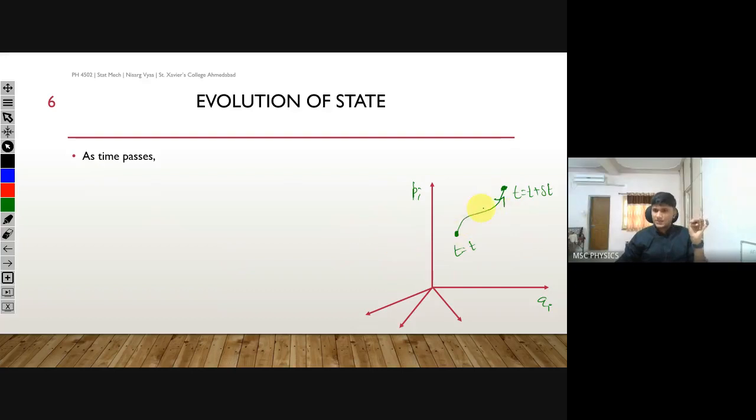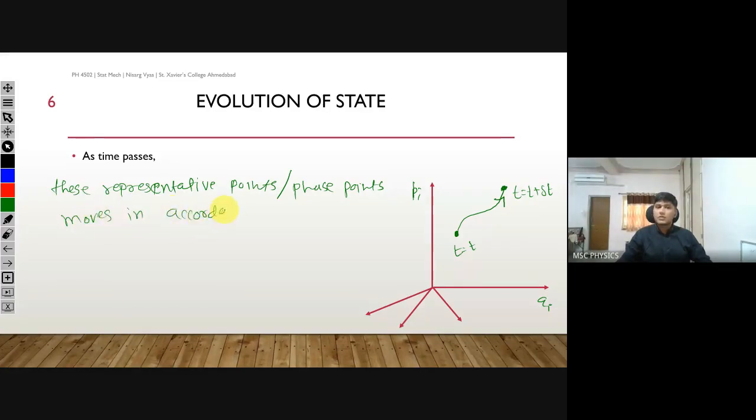So as time passes, these representative points, or phase points, move. And how do they move? These representative points or phase points move in accordance with Hamilton's equations of motion.